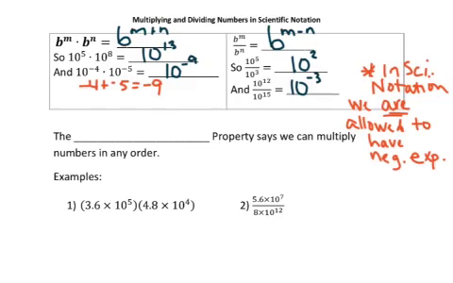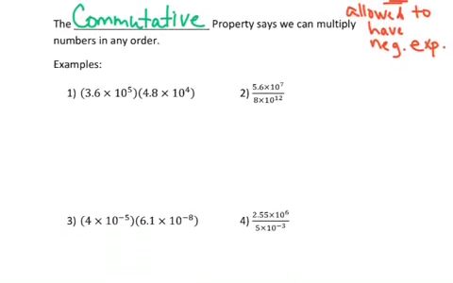Okay. Now, something that you have already learned many years ago is that we are allowed to multiply numbers in any order, which means, for example, if you had 3 times 2, it would equal the same thing as 2 times 3, and that is called the commutative property. So we're going to apply the commutative property, and we're going to apply the properties of exponents to multiply numbers and to divide numbers that are in scientific notation. So let's take a look at some examples.